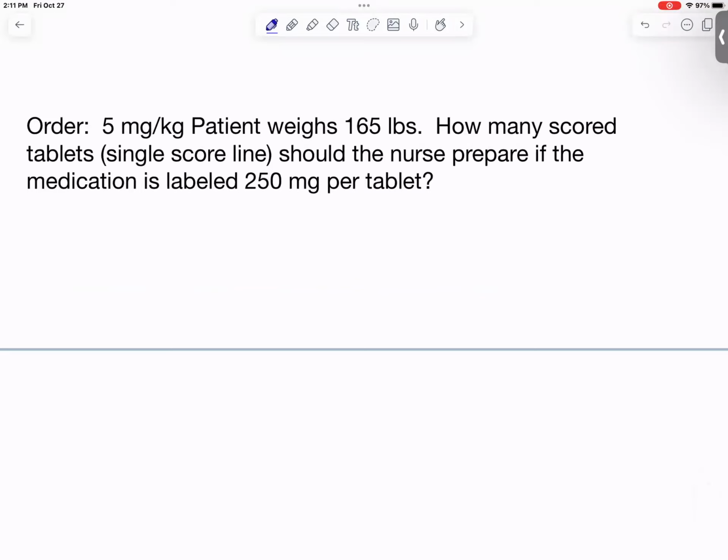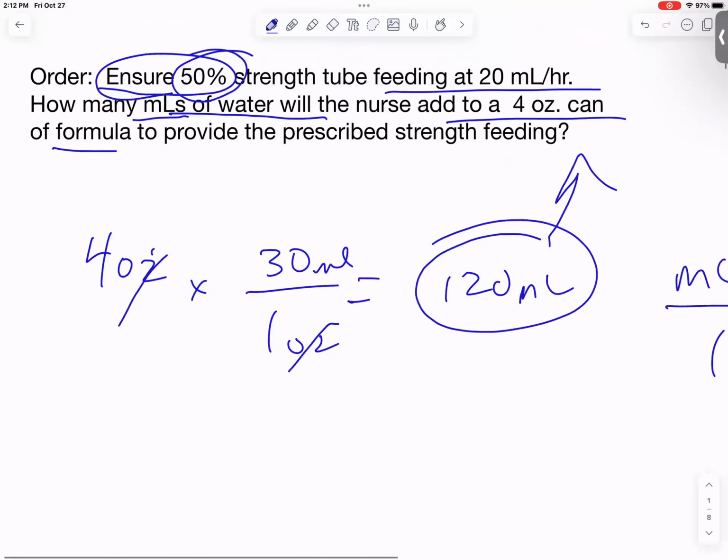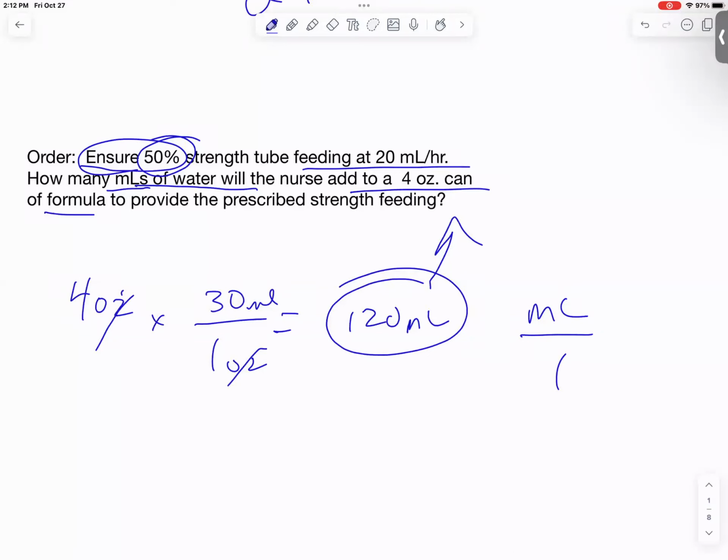Just a quick question. The 50% then wasn't really needed? No, not at all. It's just telling you the doctor ordered 50% strength or half strength. He needed you to dilute this 4-ounce can of formula. So he needed you to dilute this formula to make it half strength, 50% strength.